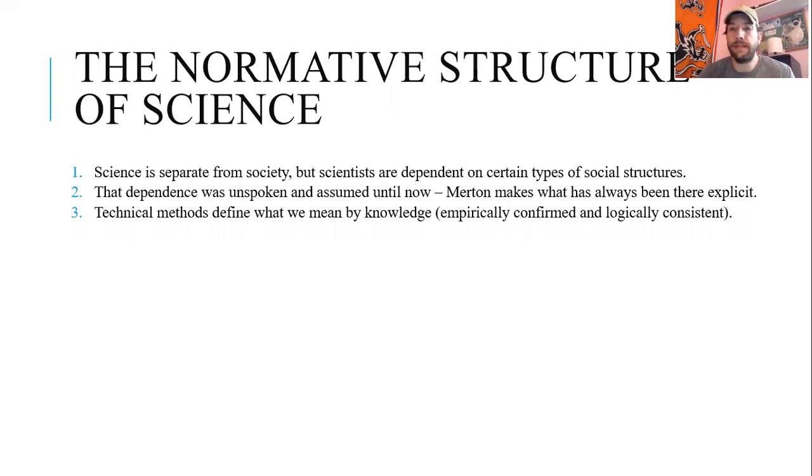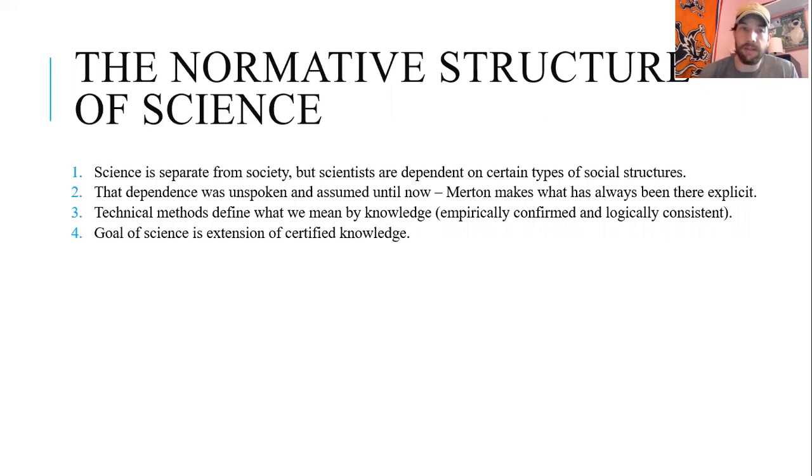So he says, the technical methods of science, he doesn't want to touch those. He thinks those are epistemically special. They're not influenced by social factors. They shouldn't be influenced by social factors. And that's what gives us knowledge, this empirically confirmed, logically consistent knowledge.